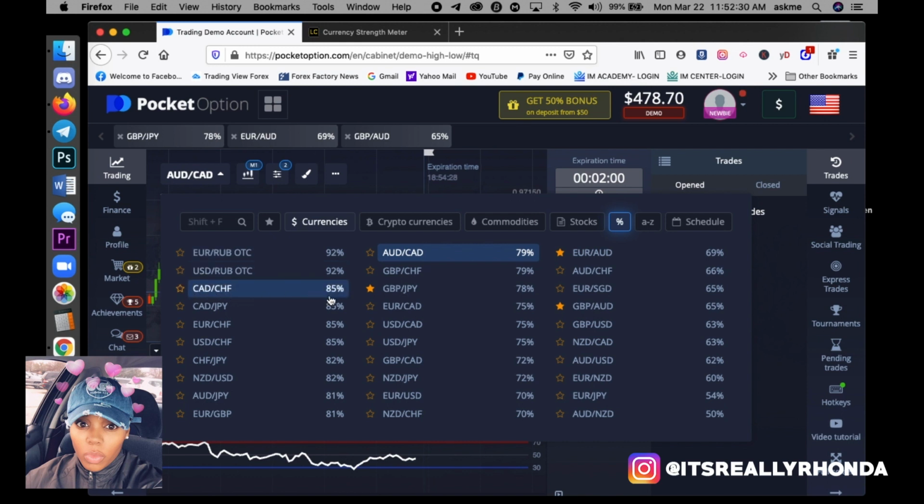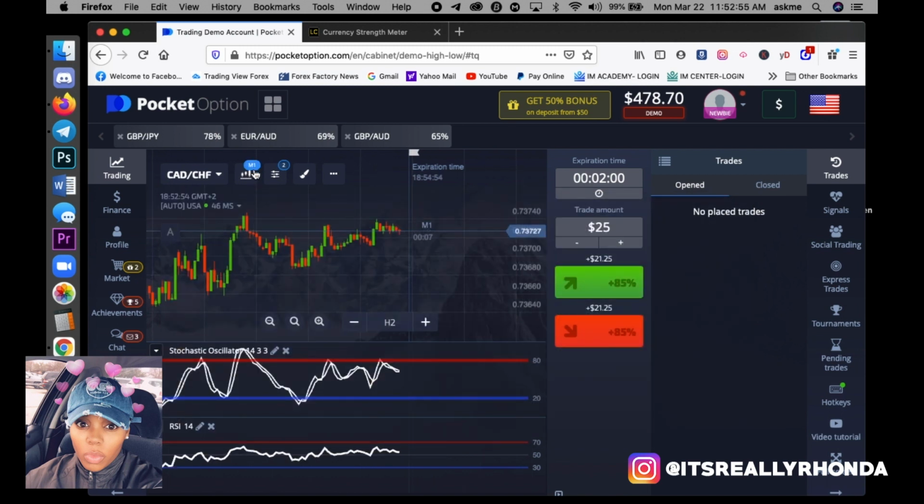So you see right here where CAD CHF is 85%, 85, 85, 81, 80, 79, 70. I wouldn't trade anything lower than 75%. I need it to be higher than 75% to make it make sense. Understand, if you're trading at 50%, you're really not making a lot of money. So I'm going to trade 75% or higher. So I'm going to first go look at this CAD CHF because it's paying out 85%.